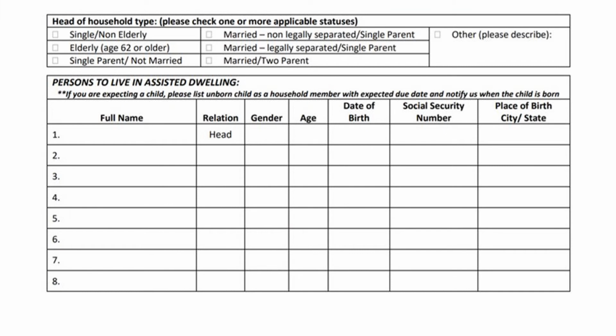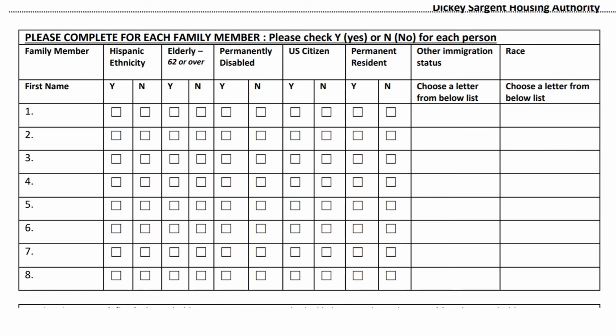Each person who is living in the dwelling must be listed, even if they are a minor. The head of household should be listed first, and the rest of the members can go in any order. Be sure to list the social security numbers, birth date, and gender for each individual. It is important for us to collect this demographic information for all members of the household.